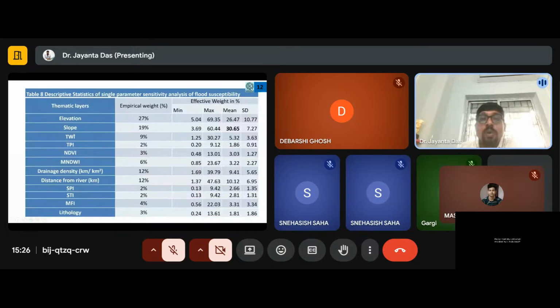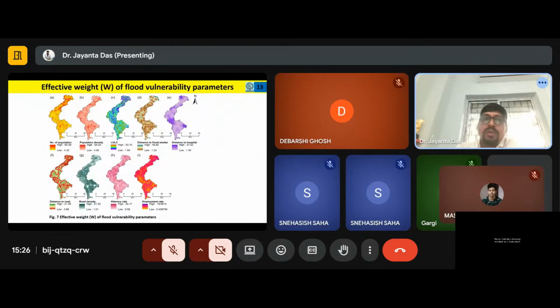So my recommendation is that slope is a more important parameter for flood susceptibility mapping for this or similar kinds of regions, and also distance from river. These are also more important parameters. But I have considered some parameters like topographic position index and lithology. These are not important parameters. We can remove these and remodel again for better modeling. So this is the effective weight for the flood vulnerability parameters.